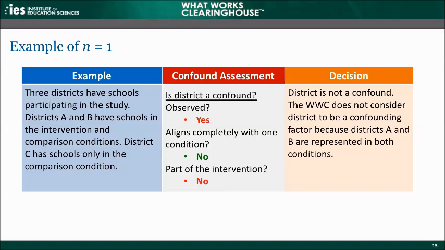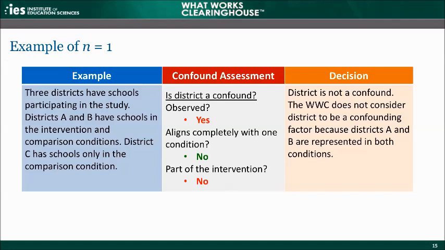Again, it is very helpful to use the WWC 3 characteristics of confounds as a filter, as we're doing in the middle of the table on your screen. The key consideration for this example is the alignment of units and conditions. The districts and conditions do not perfectly align in this example. Districts A and B have intervention schools. Districts A, B, and C have comparison schools.